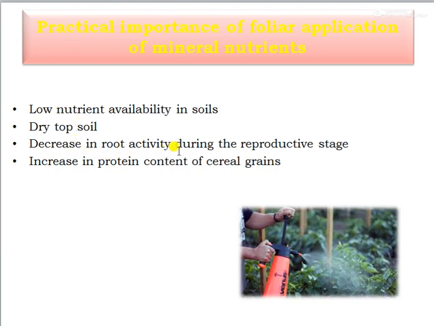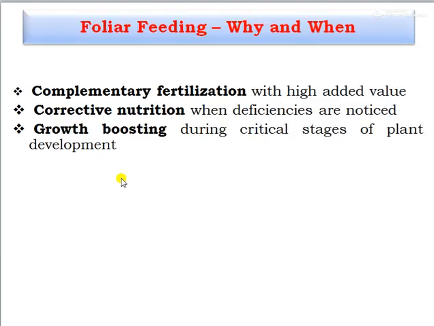Then decreased root activity during the reproductive stage. As the growth of the crop progresses, the capacity of the roots to absorb nutrients decreases. Hence the nutrient needs to be applied as a foliar spray, directly on the leaves. Then it increases the protein content, especially in cereal grains, which affects the uptake of the nutrients.